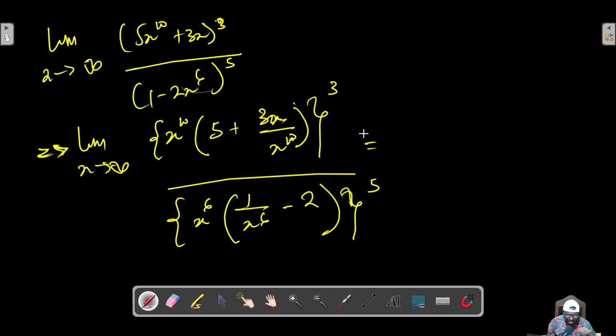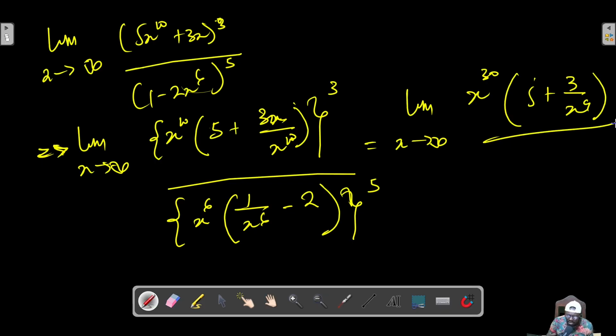Then what am I going to get? You realize that 3 can multiply the power on the x. So I end up with the limit as x is approaching infinity of x to the power 30 multiplying 5 plus 3 over x to the power 9. The same applies to the denominator, 6 times 5, x to the power 30 multiplying 1 over x to the power 6 minus 2. So the work is done. x to the power 30 cancels out x to the power 30.